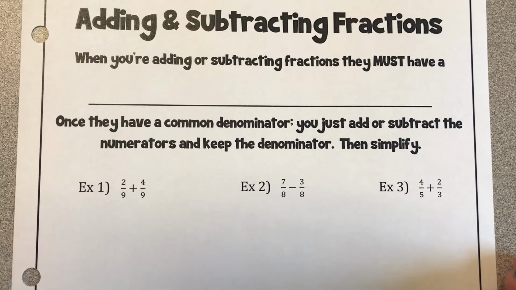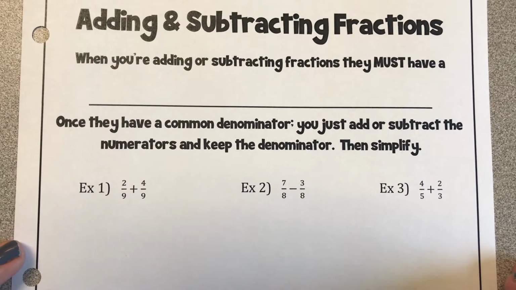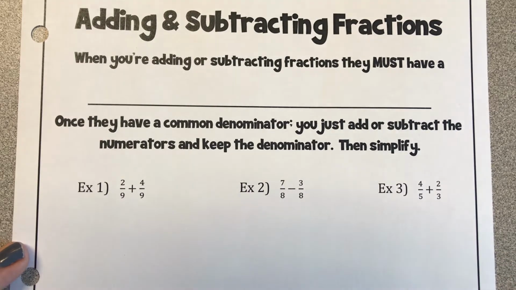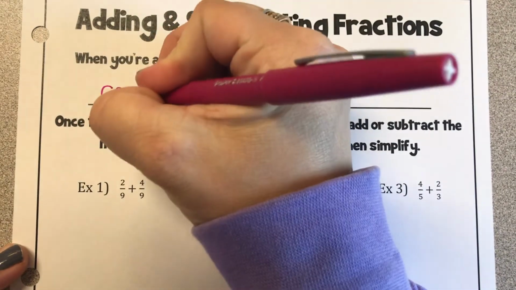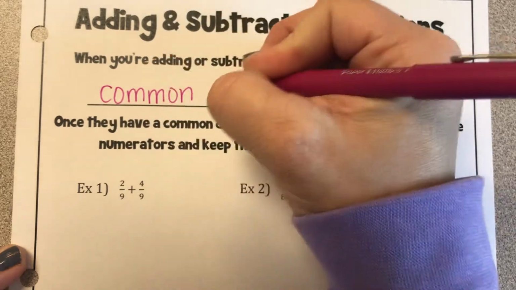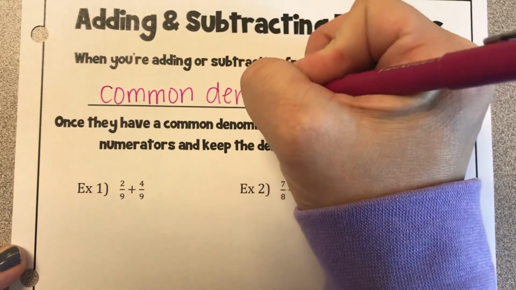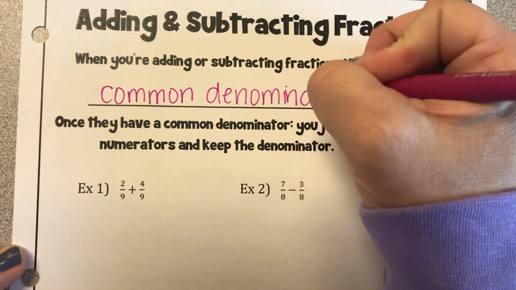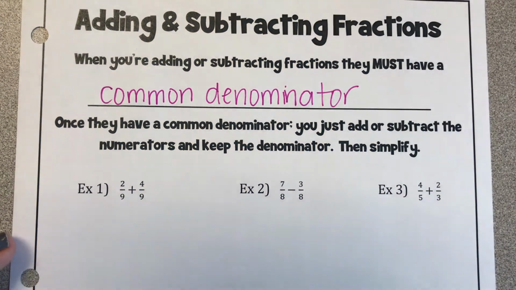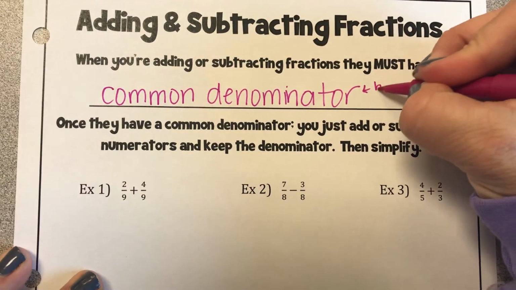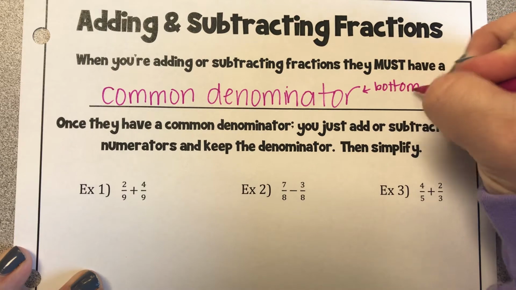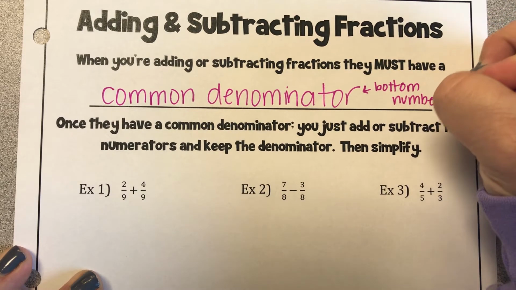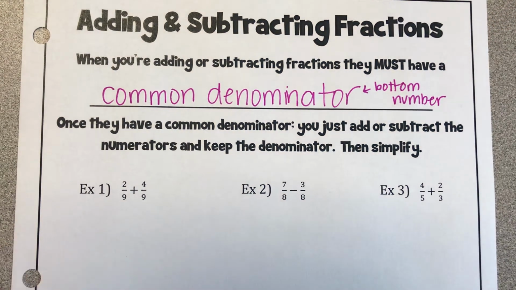Today we're going to talk about adding and subtracting fractions. When you add and subtract fractions, they must have a common denominator. Common denominator. The denominator, we should all know this, but just in case, is the bottom number of a fraction. They have to have a common denominator.